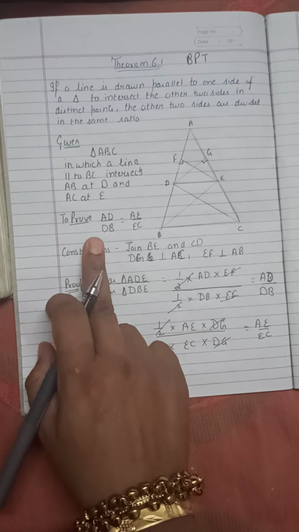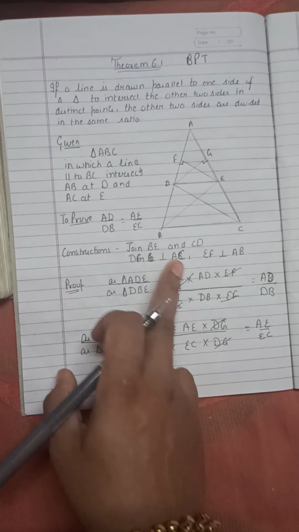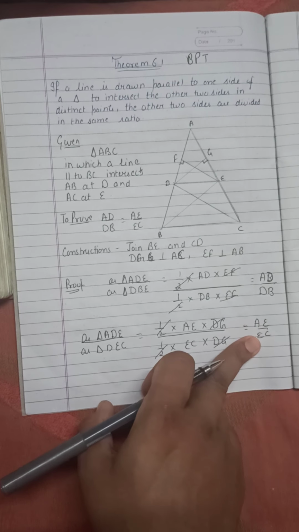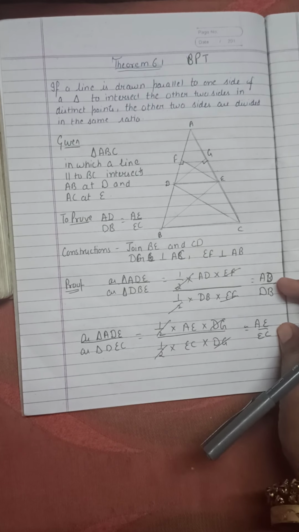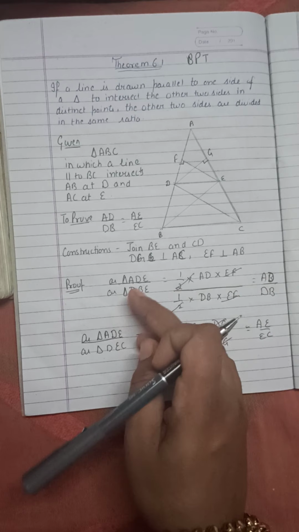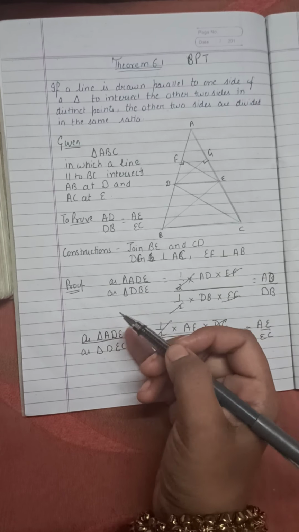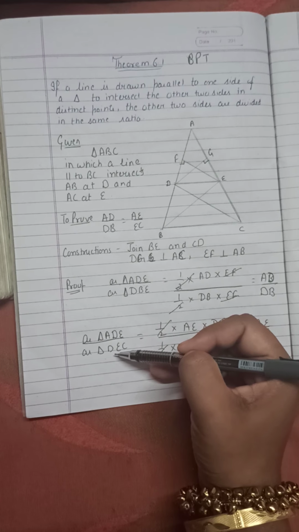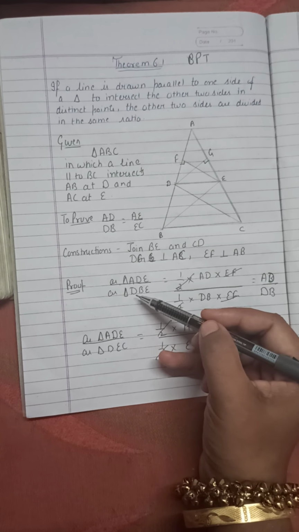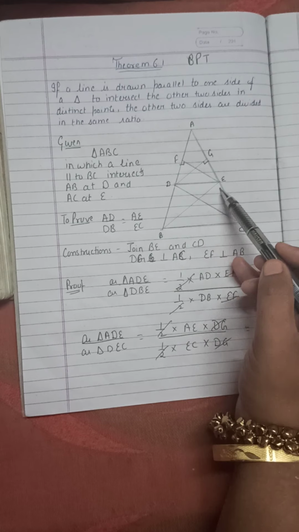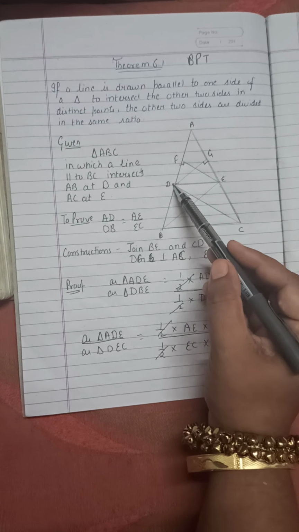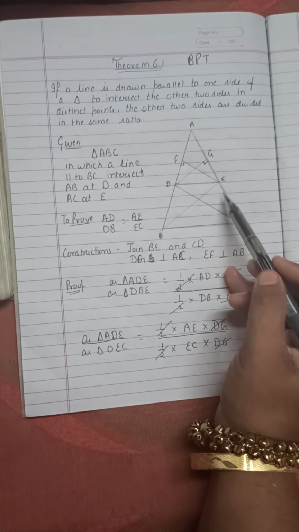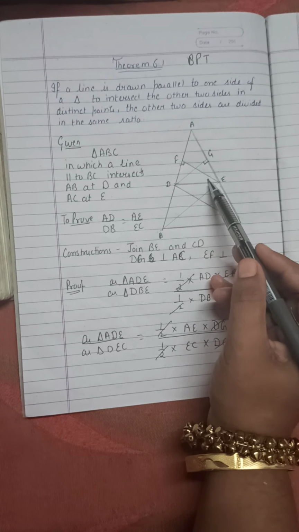Now we are having AD upon DB in the question and AE over EC in the proof also. So what will I do? We have to connect these two. As you can see, on the left hand side ADE is the same, but there must be a link between DEC and DBE. So you can check DBE and DEC. As you can see, DE is common between these two.